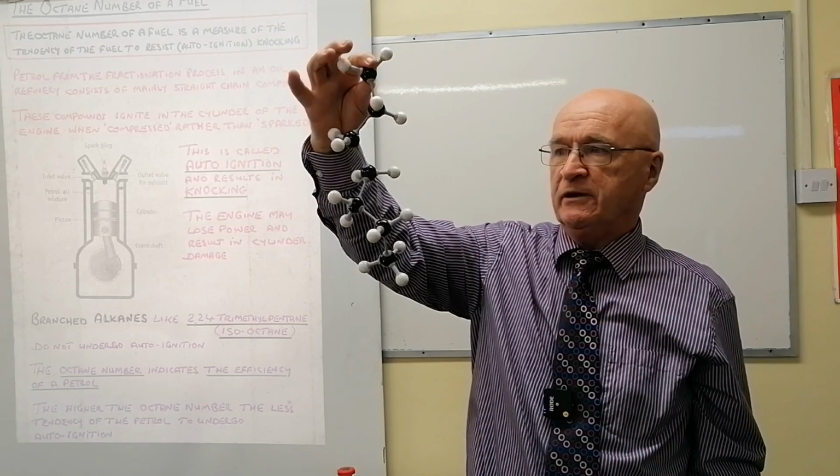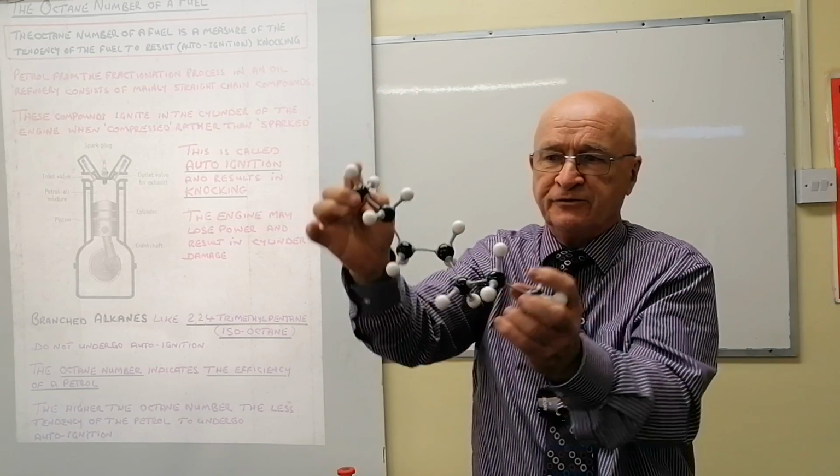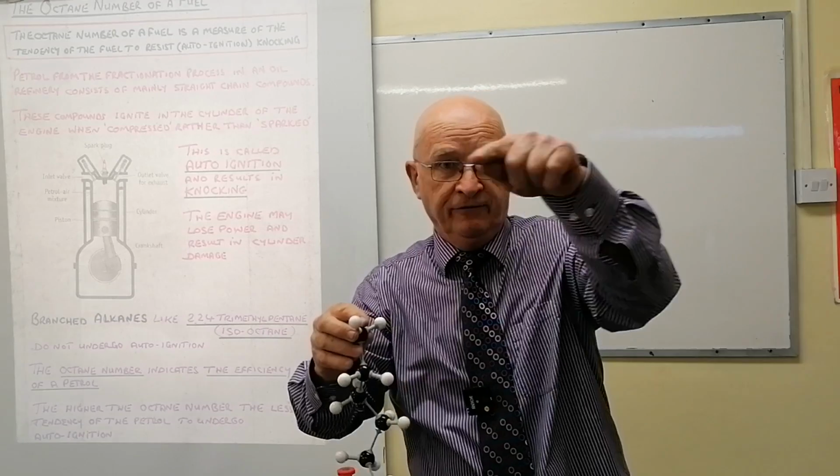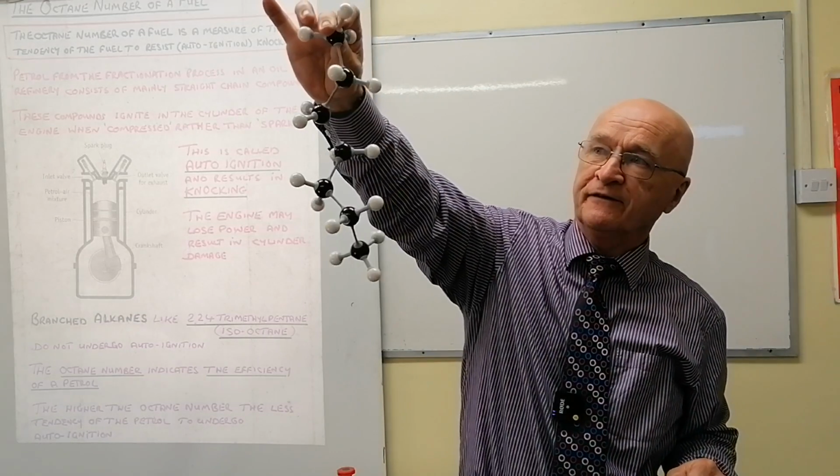Now, you can tell me what you like about it, but straight means one after the other. It doesn't mean a straight line. If I was drawing that on the board, I'd put 7 carbons in a straight line. But that's what it looks like. It's tetrahedral, look. And there's 7 of them in a chain.